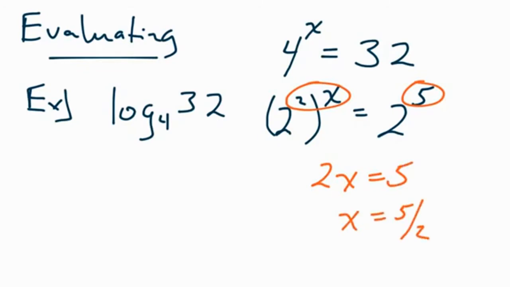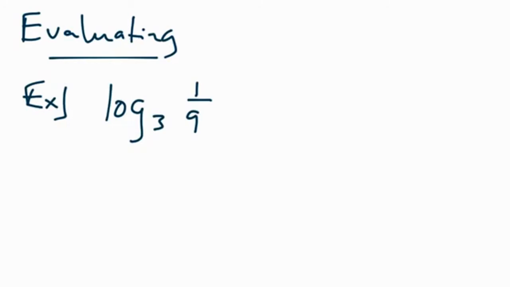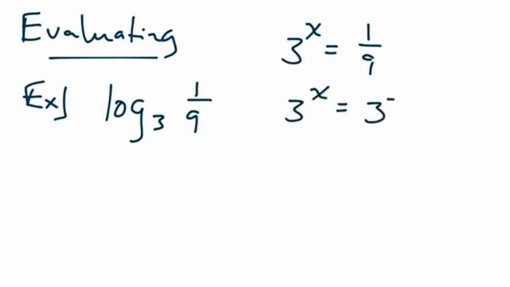Now, that worked because we could make the bases the same. Do you want to see if you can use that same base matching technique on the log base 3 of 1 over 9? Go ahead, give it a try. So 3 to what power equals 1 over 9? That would be like asking 3 to what power equals 3 to the negative 2. And we have our answer because the exponents have to be the same. This logarithm is going to equal that exponent. So the log base 3 of 1 over 9 equals negative 2.